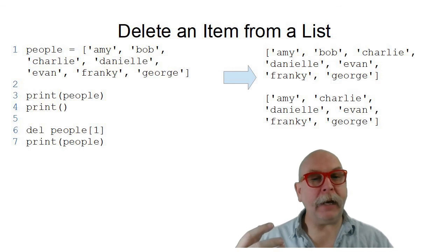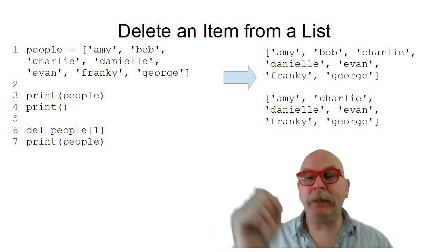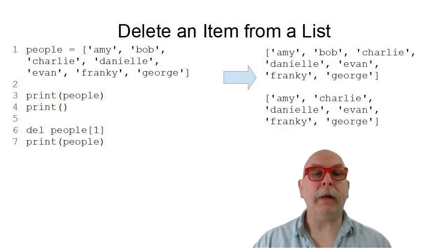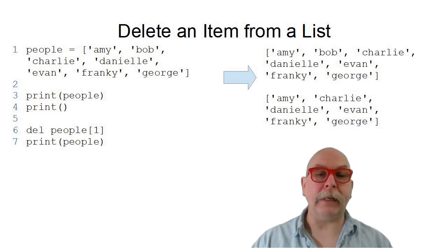Here's our list of people again, and you can see on line 6 that I delete the person at index 1, which would be Bob, and then you see the list when it's printed out after that delete doesn't contain that item, and all the rest of the items have moved up into the previous locations.